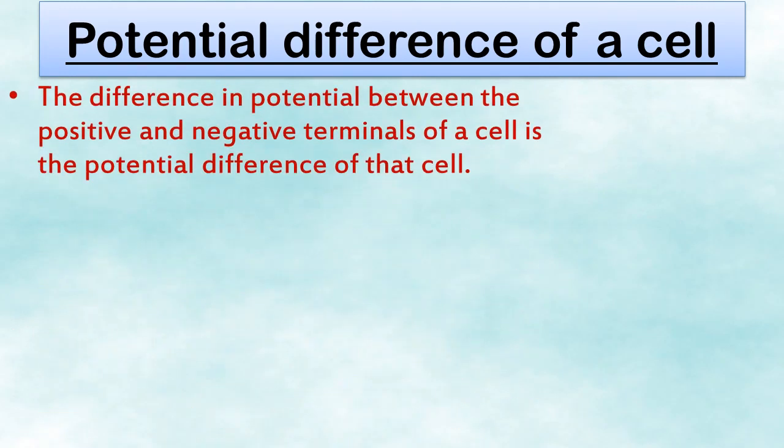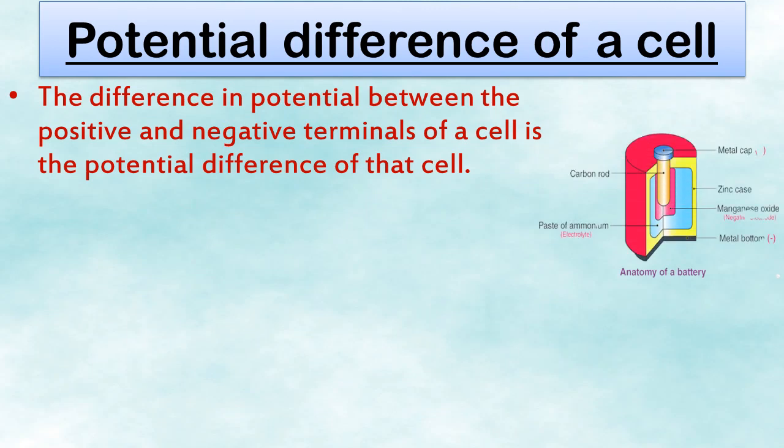Okay, students, potential difference of a cell. So what is it? The difference in potential between the positive and negative terminal of a cell is the potential difference of the cell. It is a difference of charges, that is, how many charges are carried from the positive to the negative terminal of a cell.